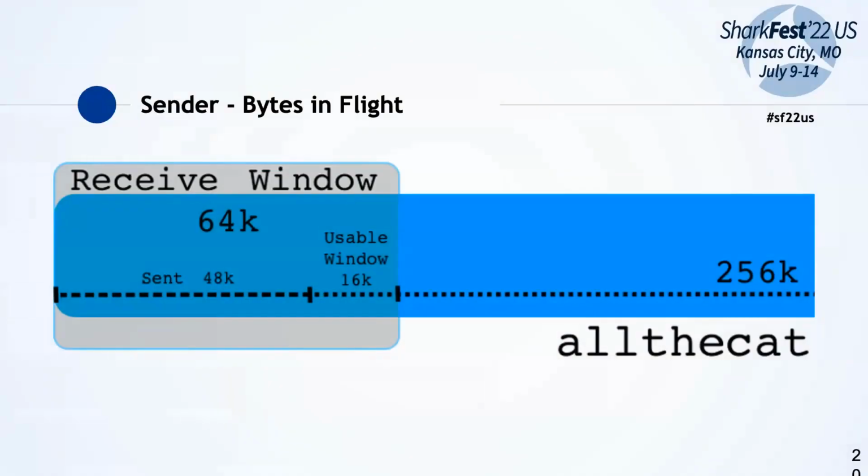So if we look at our little diagram, we have our 256K cat picture file, and we have a 64K receive window. And let's say I send 48K. So of that receive window, I have 16K left, and I have 48K bytes in flight.